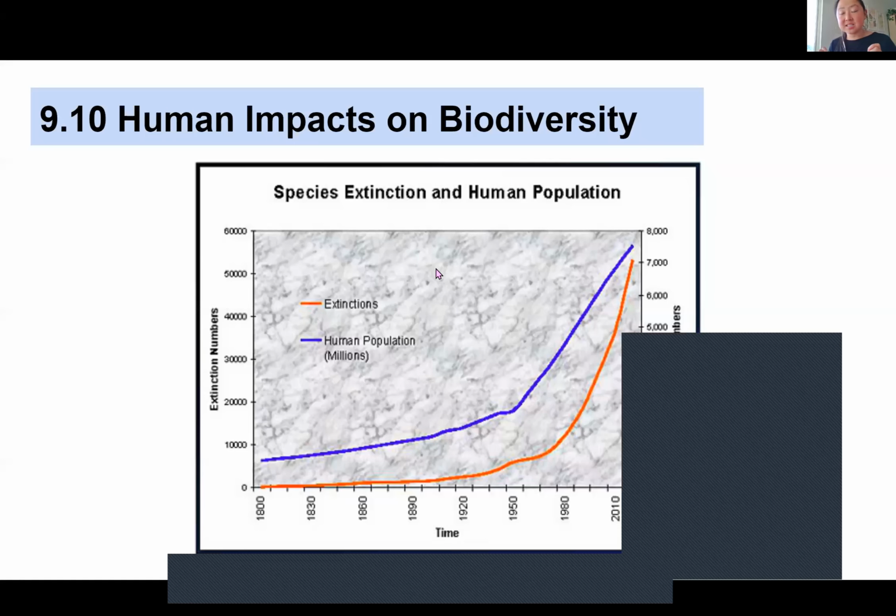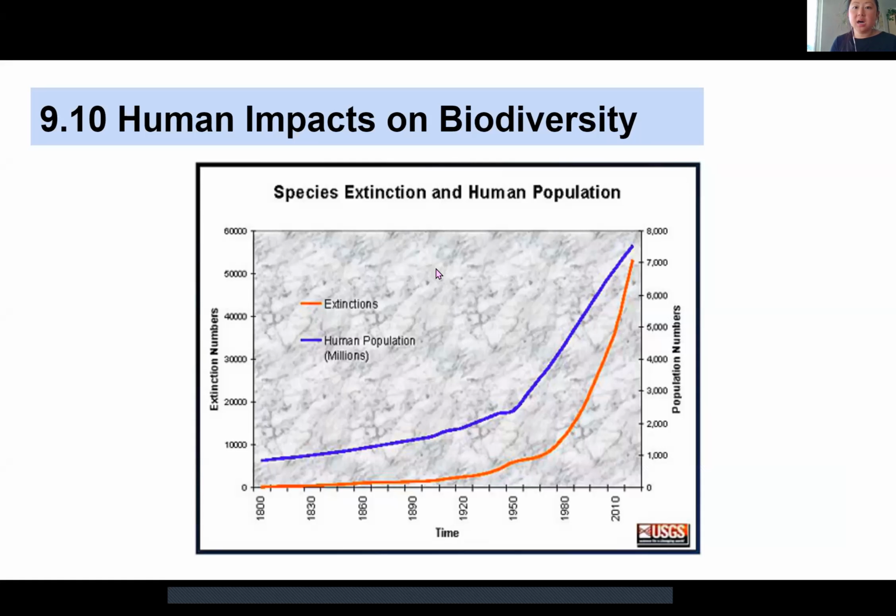Okay, so the last section is talking about biodiversity. And so this kind of feeds nicely from endangered and invasive species. This graph shows us that as the human population has increased, so has the rate of extinction in species. And that's not a coincidence. As we continue to encroach on their habitats, continue to mine the resources they need in order to survive, extinction rates have also gone up.